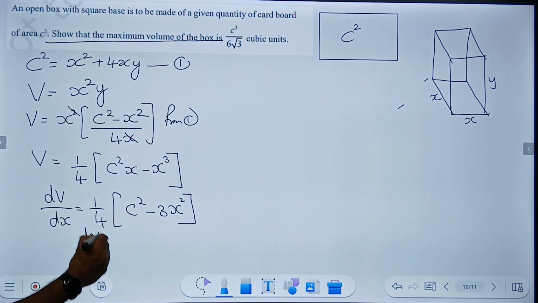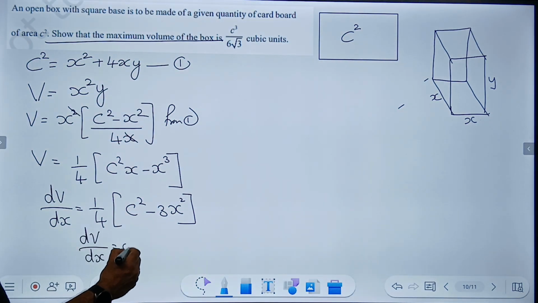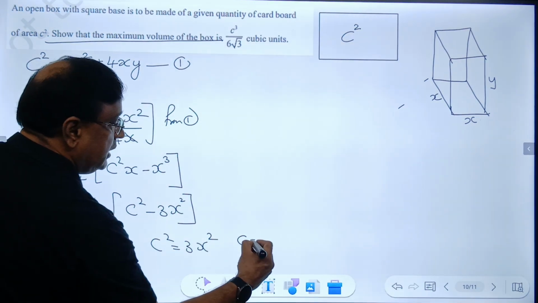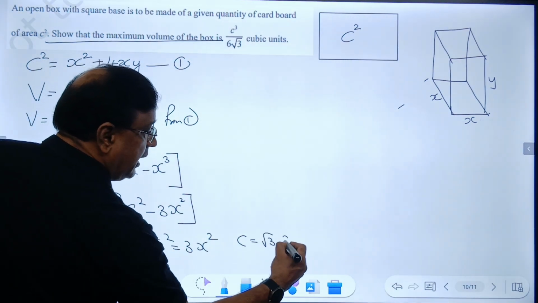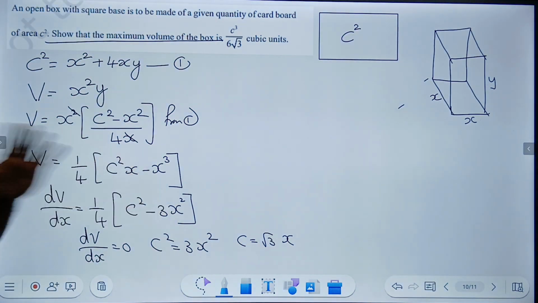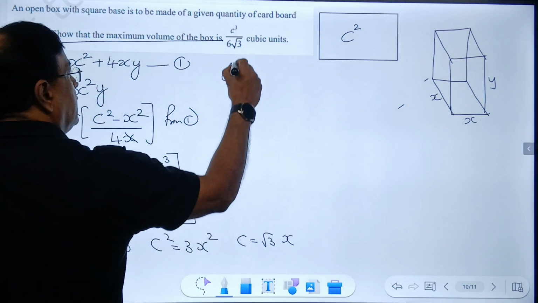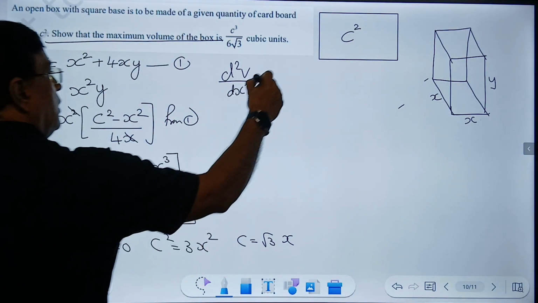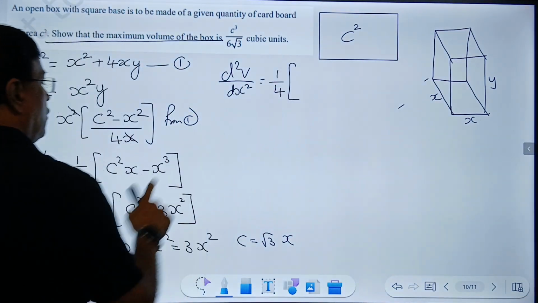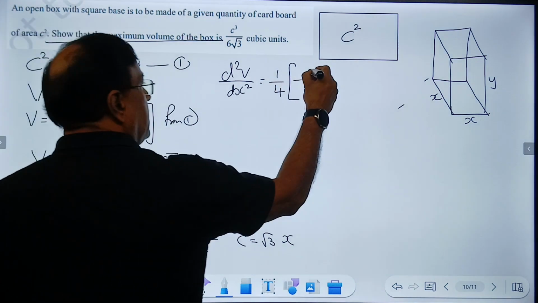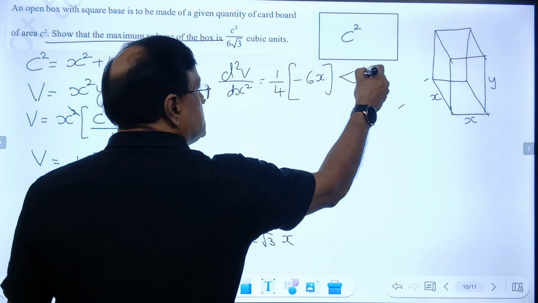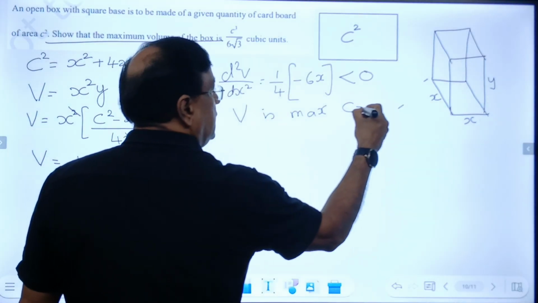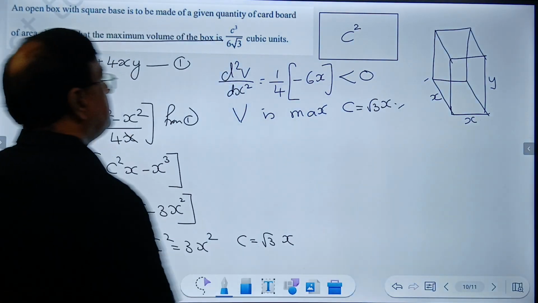Now dv by dx equal to 0. You get c square equal to 3x square. Therefore I get c equal to root 3x. Very simple normal differentiation. Now, second derivative, d square v by dx square. What is d square v by dx square? 1 by 4. C square is a constant. Differentiation of constant is 0. So you get minus 6x, which is obviously negative. Therefore, v is maximum. When is it maximum? When c equal to root 3x.